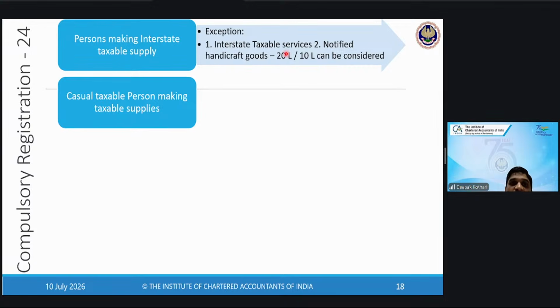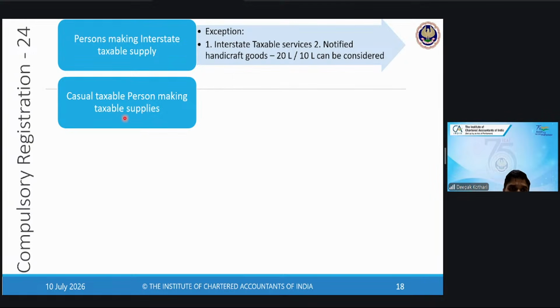Exception is interstate taxable services. So if you're making interstate taxable services, they're saying, okay, you don't have to take registration from rupee 1. You can wait till you touch your threshold limit. Second is notified handicraft goods, a person having turnover up to 20 lakhs and 10 lakhs. He will have to wait till then to take the registration, even if he's doing any interstate supply. So this dark blue is all the conditions and the light blue side is all the exceptions which are available.